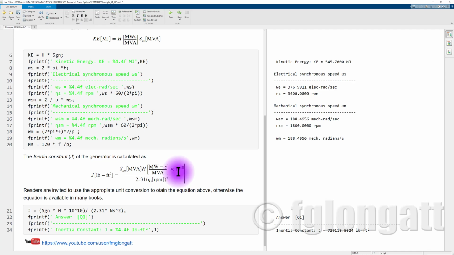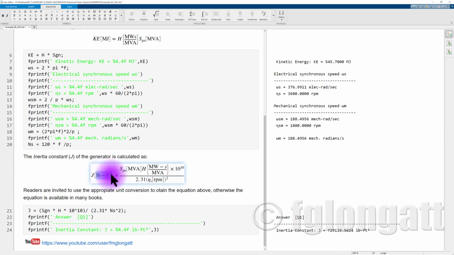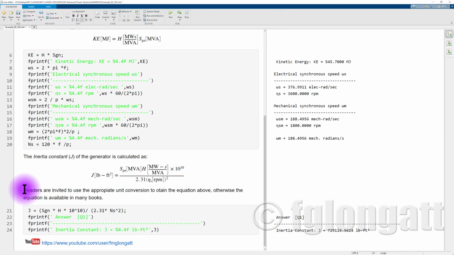Well, in front of you, you have this amazing equation over here. If you look at the definition, you can see that now there is something different. First thing, I am calculating the inertia constant J, and here we have pounds per square feet. Now what we need to do is substitute these variables here: the rated power in MVA, H in megawatt seconds per MVA, and the rotational speed in RPM. This 2.31 and this 10 exponent 10 basically come from converting units. I will not go into those details because I am sure this equation is properly done. But if you want to exercise and prepare for exams, I highly suggest that you run the appropriate unit conversion and obtain the equation above.